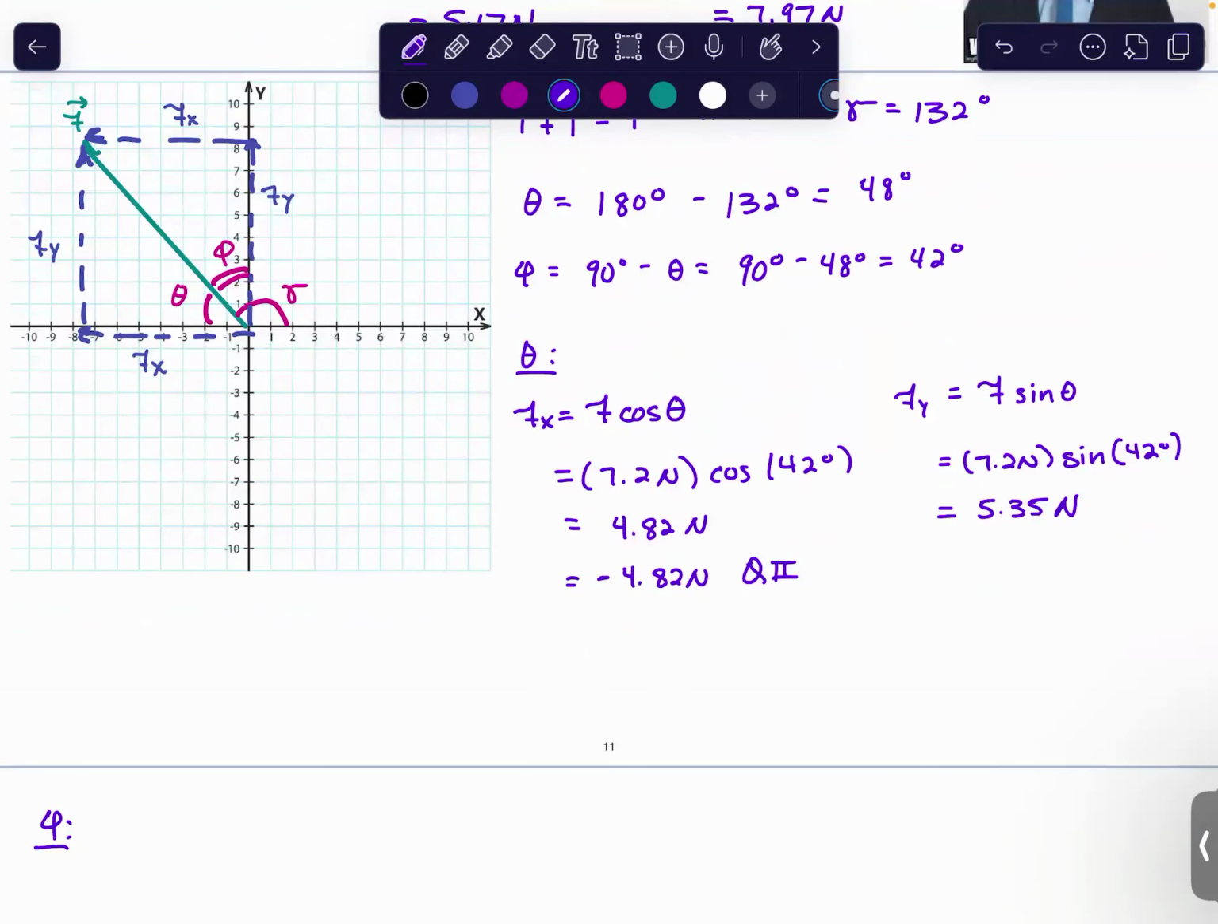Is there a reason why we used 42 on the theta? Oh yeah, I just wrote down the wrong angle.